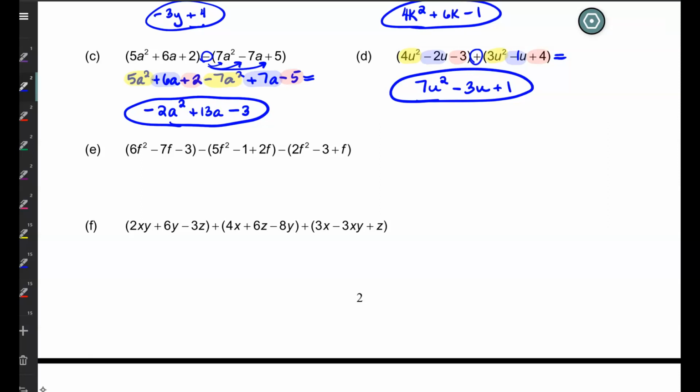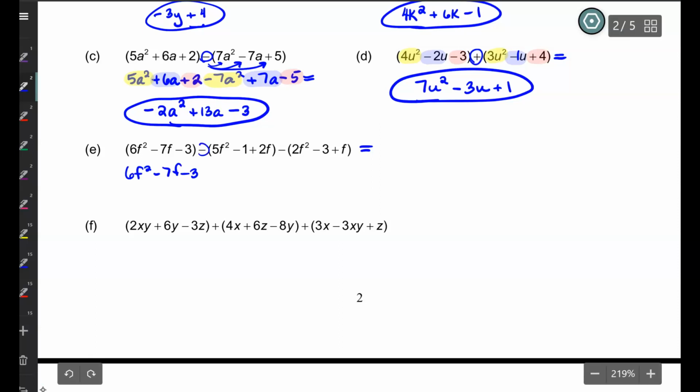Okay, last two have several polynomials, so here's what I'm going to do. I'm going to rewrite it, especially since I see the minus sign. So the minus sign means I'm going to have to distribute that minus sign to everything. Now the first one never changes. Notice there's no subtraction sign in front. So we always just rewrite that first one. So I have 6f squared minus 7f minus 3.